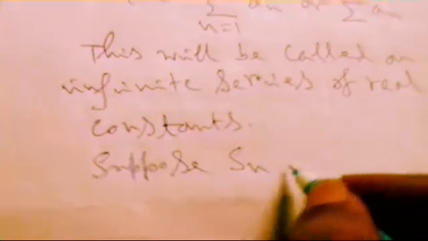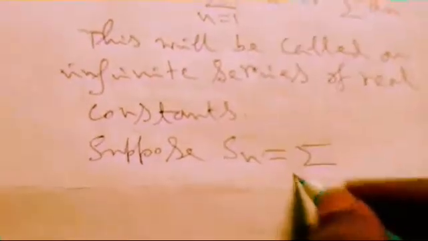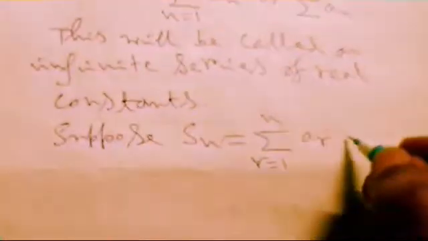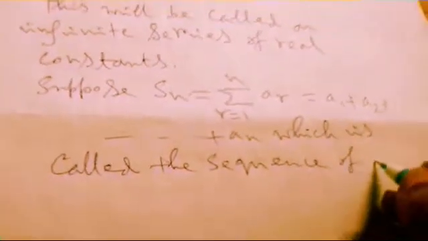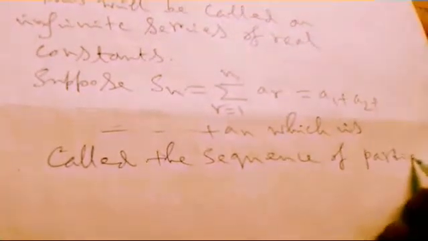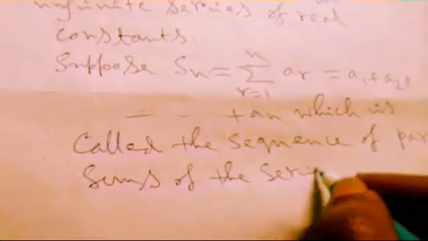Now if we are considering the finite level, suppose we denote S_n as the sum of r equals 1 up to n of a_r, taking notation as a1 plus a2 plus up to an, which is called the sequence of partial sums of the series sum of n equals 1 up to infinity of a_n.